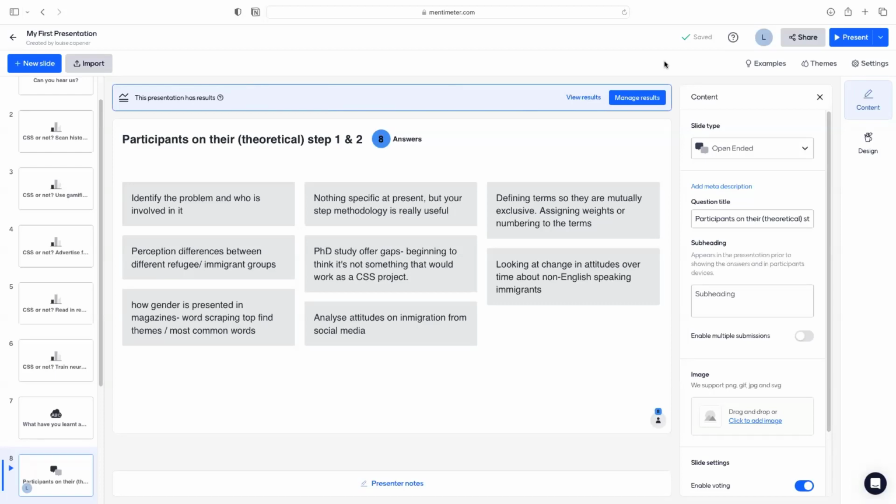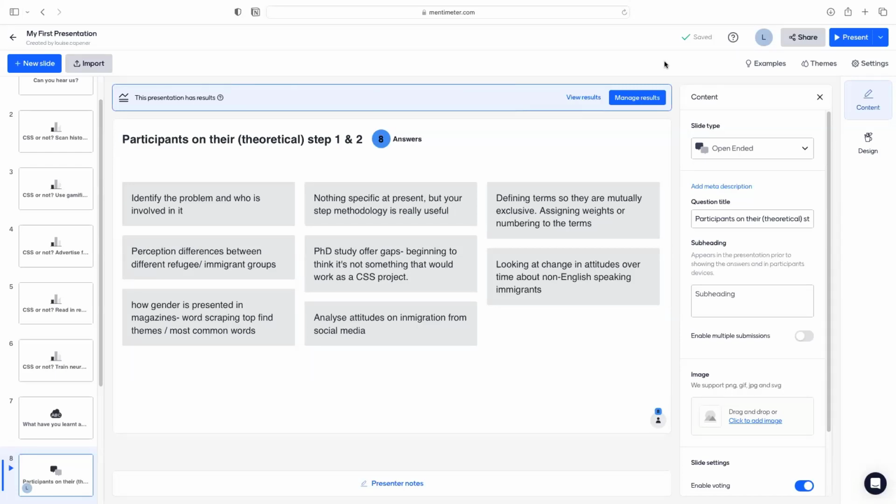We've got someone that's looking at perception difference between different refugee and immigrant groups. That sounds really interesting. It'd be a good one for maybe some potential web scraping as well. PhD study offer gaps. Beginning to think it's not something that would work as a CSS project. I don't know, maybe talk to me about it at the end. I'd like to hear more about that.